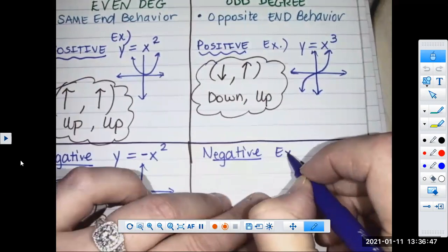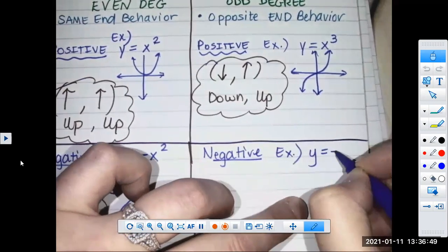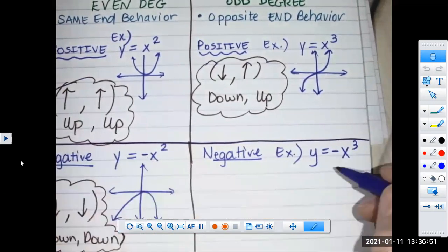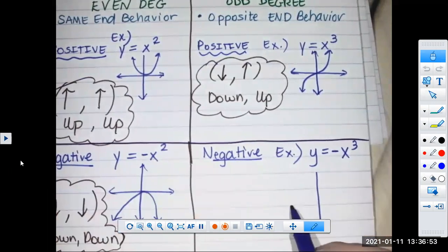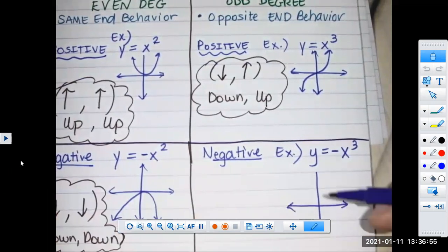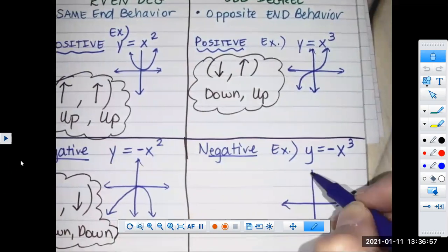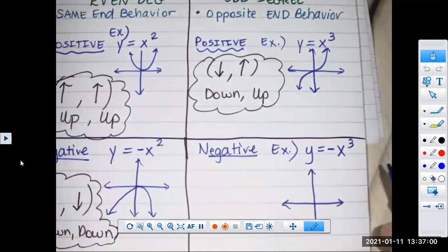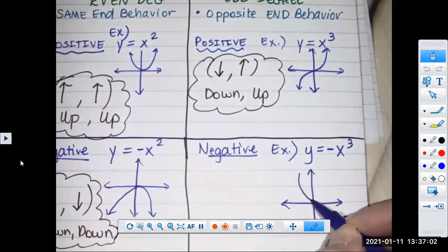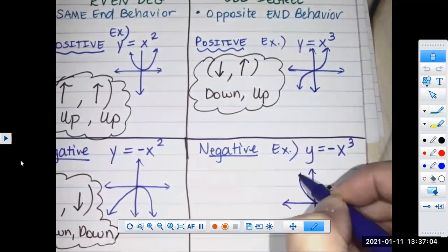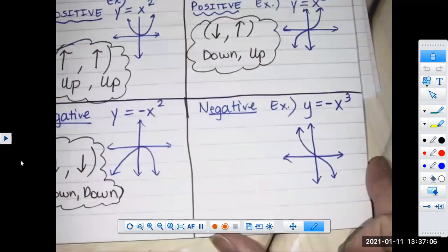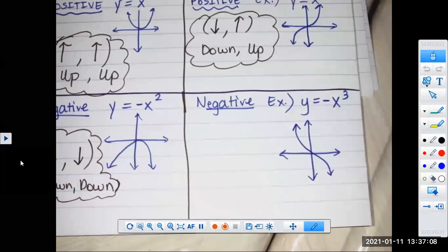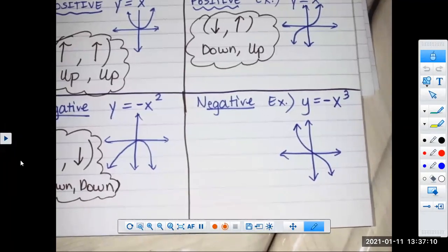Okay, odd degree, negative. So we'll say y equals negative x cubed. All it's going to do is flip that graph. It flips it over the x-axis. So this part now moves up here, and this is what negative x cubed will look like. So what is it doing on the left and right side? It reverses that behavior.